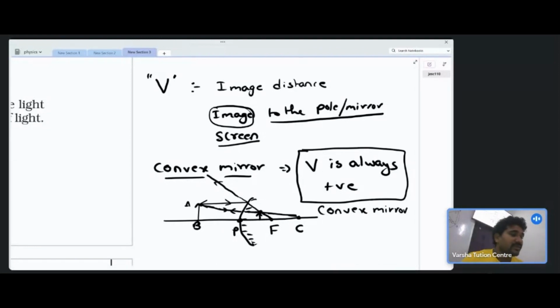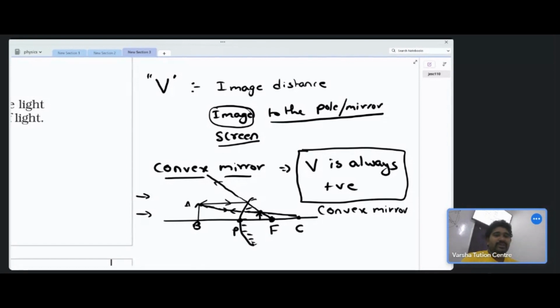Image formed will always be point size in convex? Who said? Only when the object is at infinity, at that time only the image formed is point size. But what happened to the size? Diminished. The image formed is diminished all the time. It's not point size all the time. Clear that thing now? Whatever you do, you will get a smaller image.